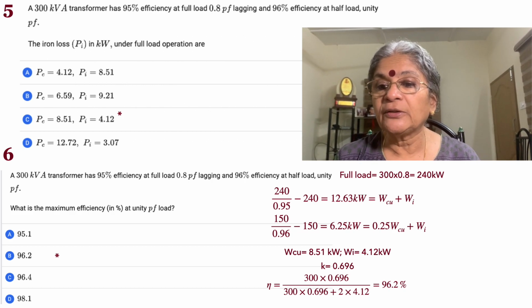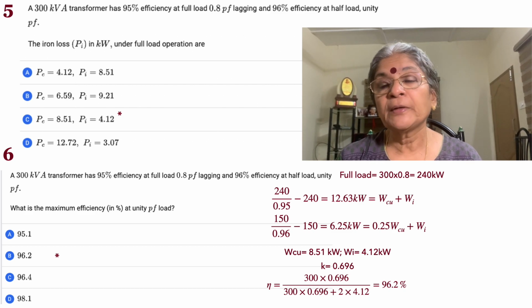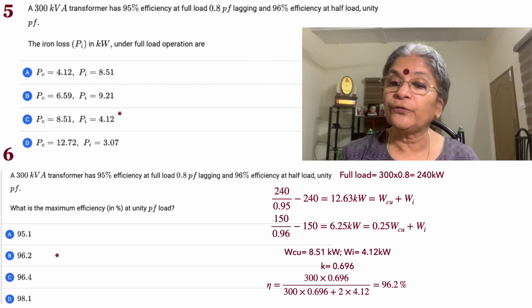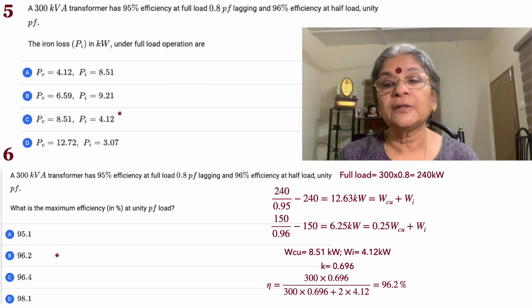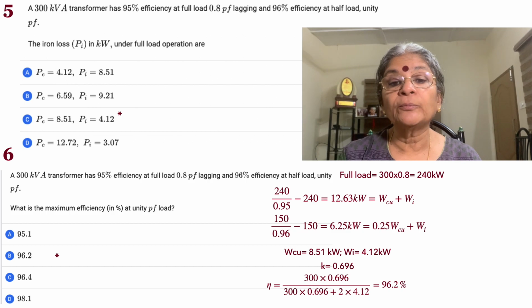Yeah, so that gives you 0.5 square is 0.25 WCU plus WI. So 12.63 is equal to WCU plus WI, and 6.25 is equal to 0.25 WCU plus WI. You solve it, you see that WCU is equal to 8.51 and WI is equal to 4.12, and that forms the answer as the C option. Okay, so that part is over.